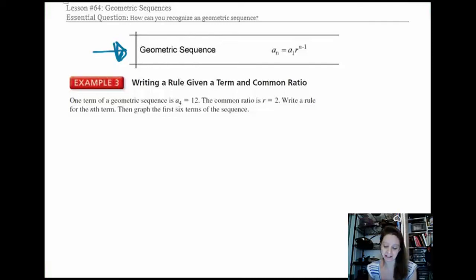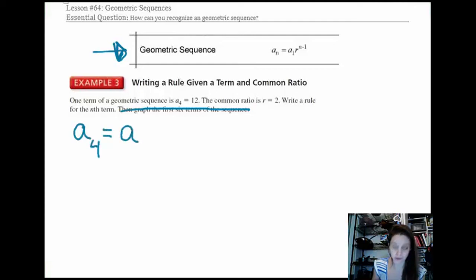Great. Example 3. One term of a geometric sequence is a sub 4 equals 12. The common ratio is 2. Write a rule for the nth term, then graph the first 6 terms. Okay, so I have that a sub 4, so the 4th term, is the first term, which I don't know, times the common ratio, which I do know, 2, to the n minus 1, so 4 minus 1. A sub 4 is 12.